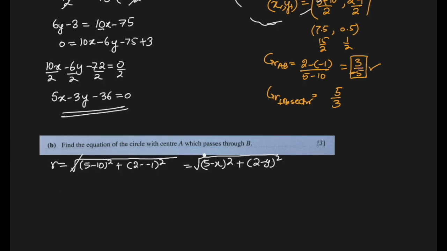The square root and square root can cancel on both sides by squaring both sides. So what are we getting here? 5 minus 10 is minus 5, so 25, right?